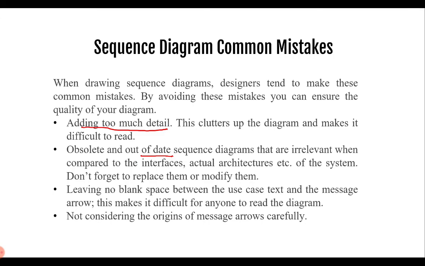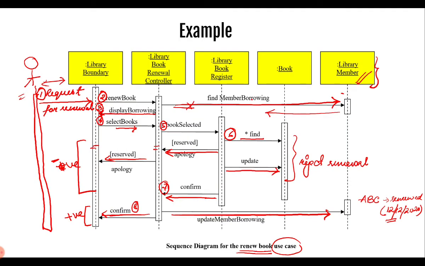So do not forget to replace or modify them whenever you feel that there is a change of interfaces. Another mistake is leaving no blank space between the use case text and the message arrow, which makes it difficult for anyone to read the diagram. That is self-explanatory. And not considering the origins of message arrows carefully. If we look at the previous diagram also, we have to identify from where the message has been originated.